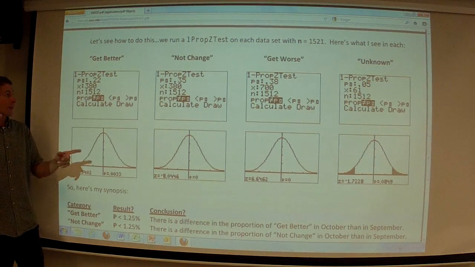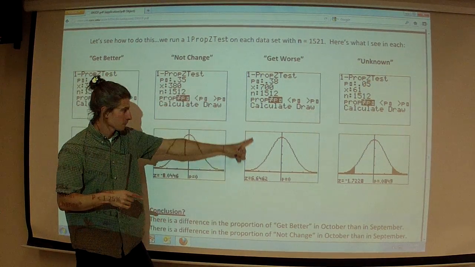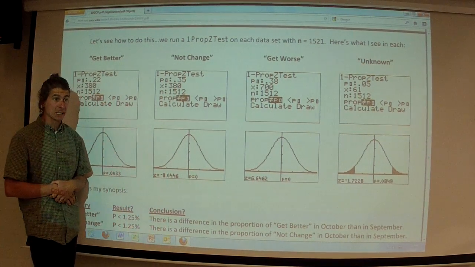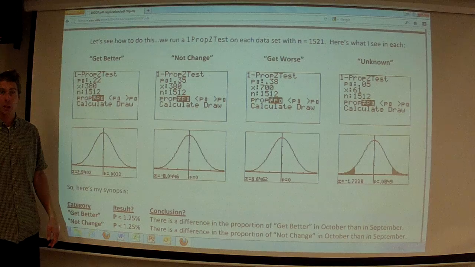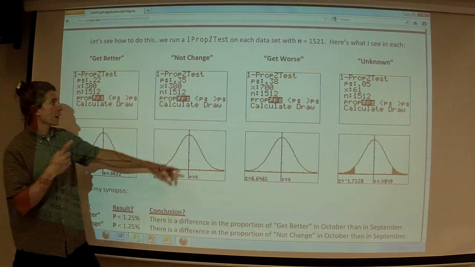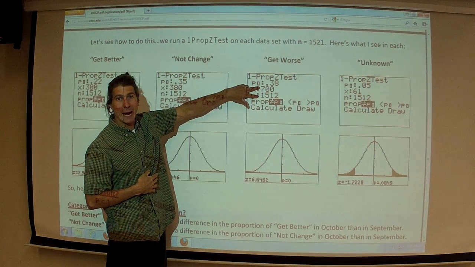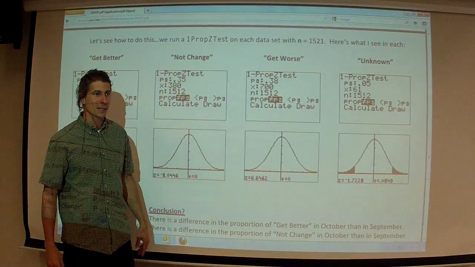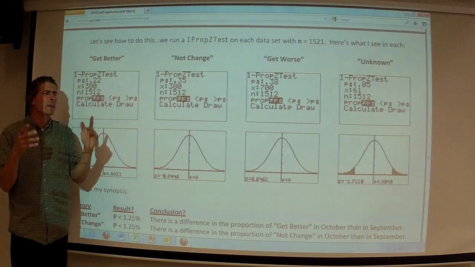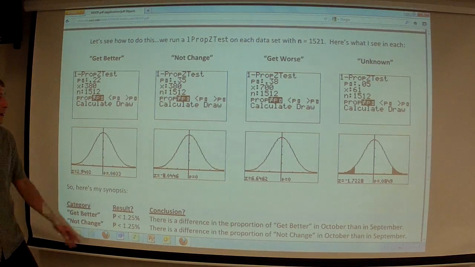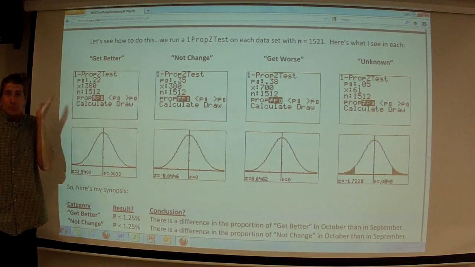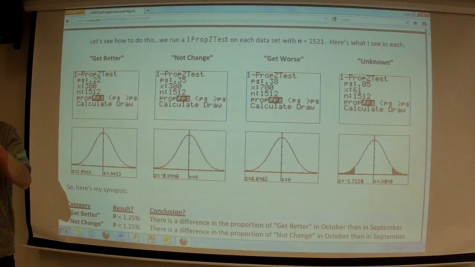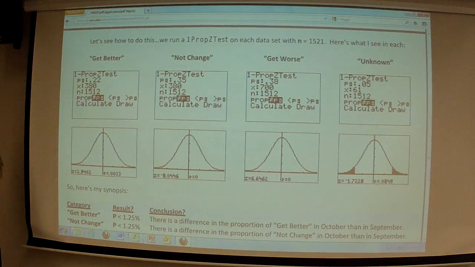And last but not least, get worse. 6.6, positive. So the percentage that said get worse is way bigger. It used to be 38. What's it closer to now? Closer to 50%. 700 over 1512 is a little bit under, 48 maybe, but still way bigger than it was at 38. That's all we're getting at. It's a way to go in there and say, here's which ones changed. And you can go even further if you find significance and say, here's how they changed.